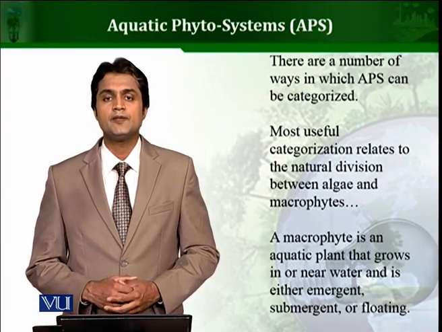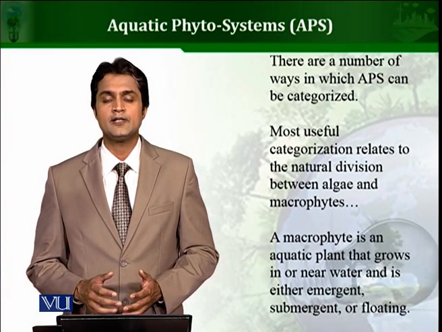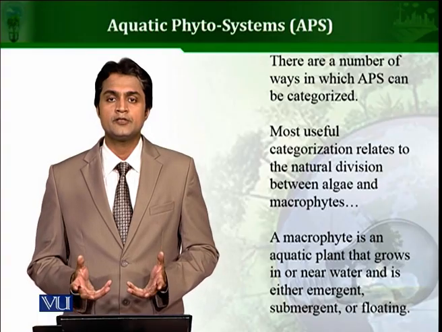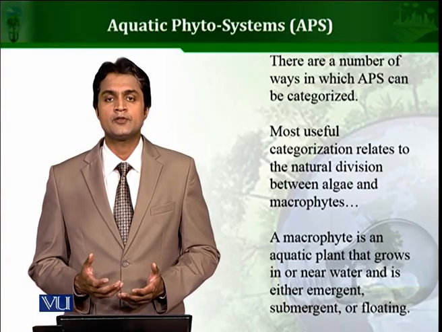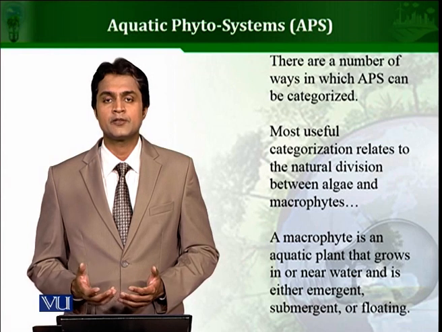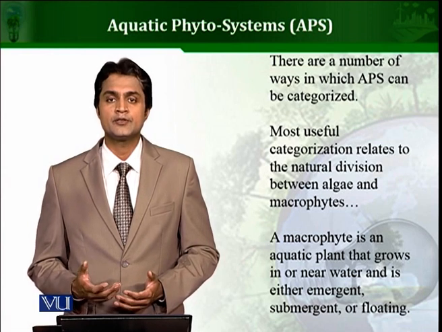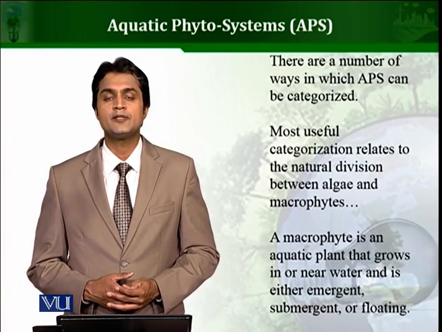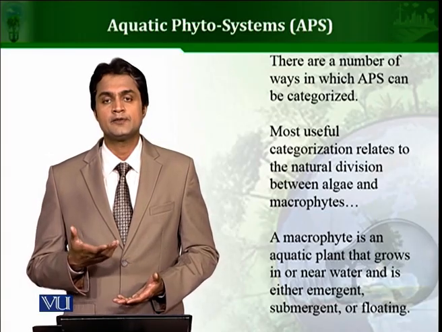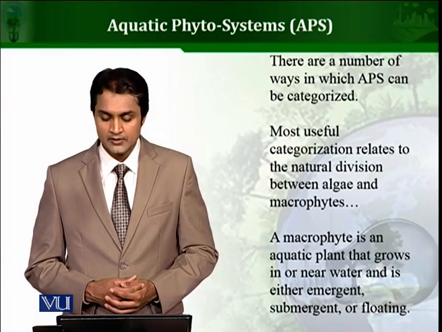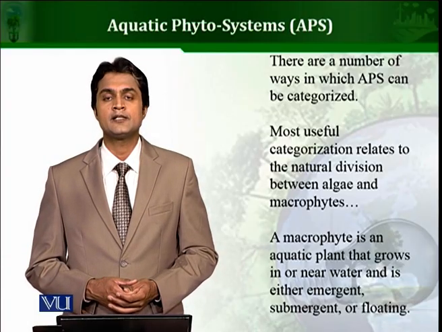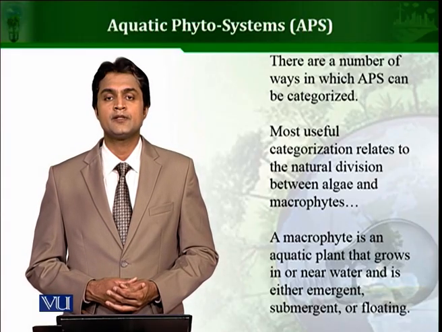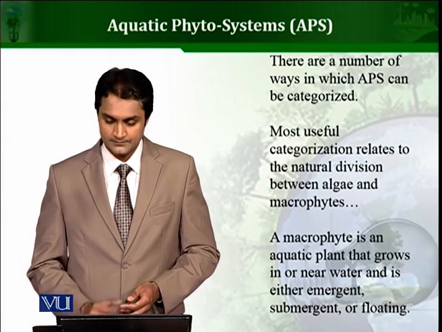Now there are a number of ways by which we can categorize these plants and these treatment systems. The two major groups could be, one is based on the algae, the other one is based on the macrophytes. The macrophytes are the plants which can grow in aquatic environment. Those plants can be emergent plants, means they are above the water level, or those can be submerged, that is they are below the water level, or those can be floating as well, means they float at the water air interface.